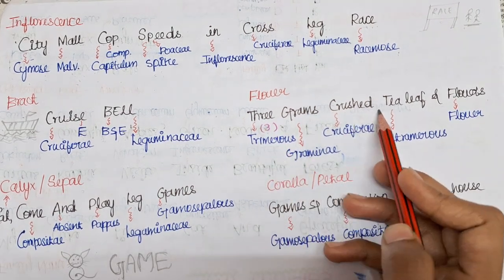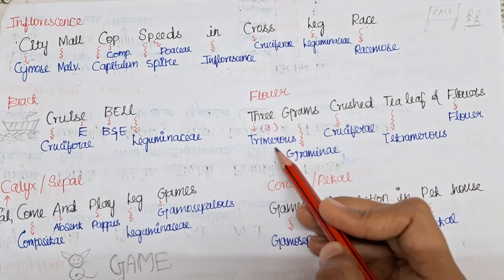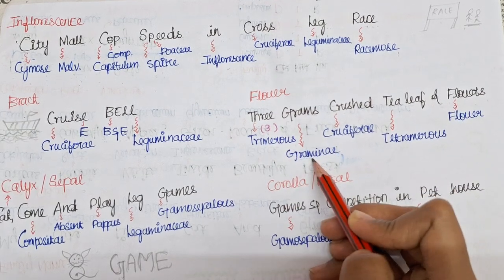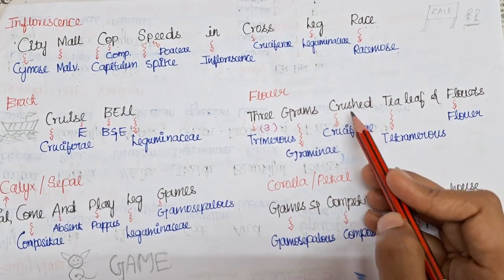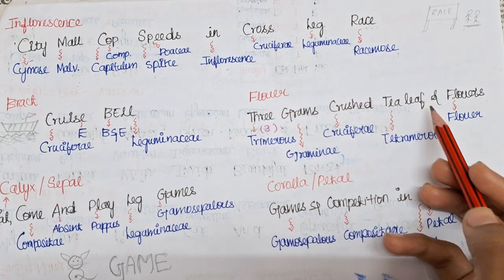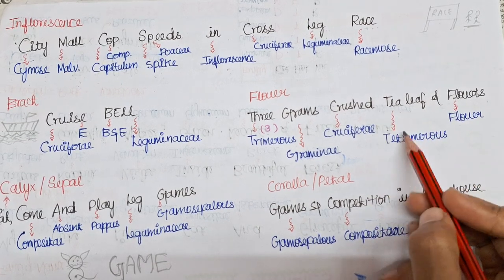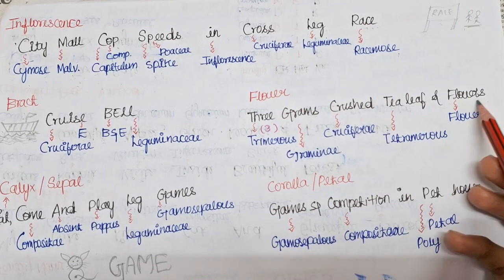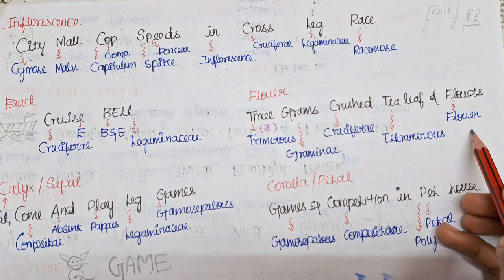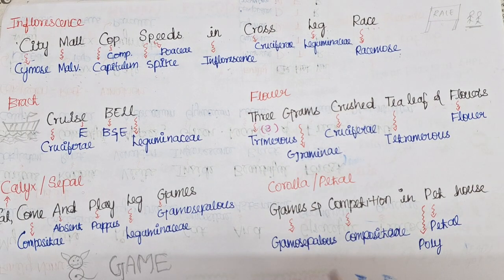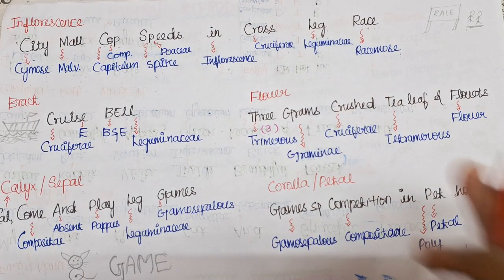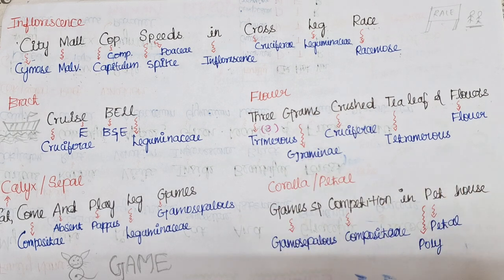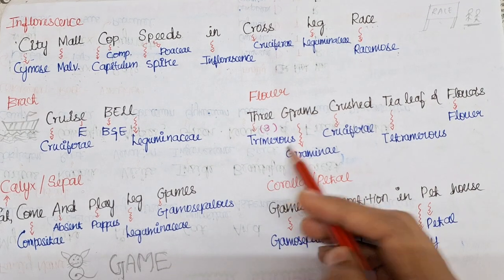So 3 grams crushed tea leaves and flower. 3 means trimerous, grams is for graminae, crushed again CRU, so cruciferae. Tea leaves, tea is coming, no? So tetramerous. Flowers is for this short trick we are learning for flowers, right? So that's why I have mentioned flowers. So in flower we will be having 3 types, right? Pentamerous, tetramerous and trimerous. So we have learned about tri and tetra.